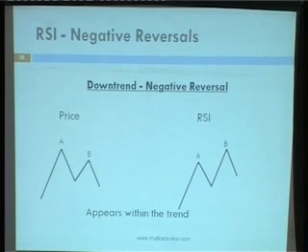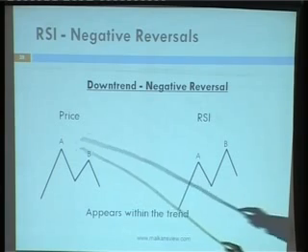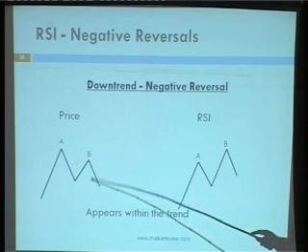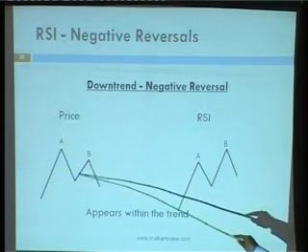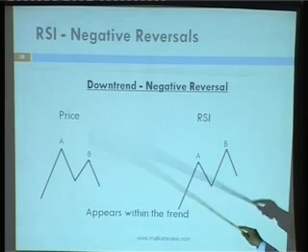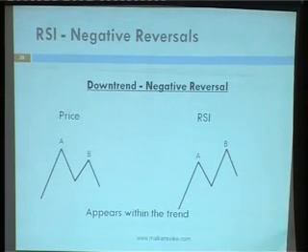Then we look at negative reversal. When price does not make a new high, but RSI makes a new high, that means you are overbought at lower levels. That is bearish for the market, which goes with the trend in that direction. It will not appear in an uptrend. It will only appear in a downtrend, which confirms that the downtrend is on.